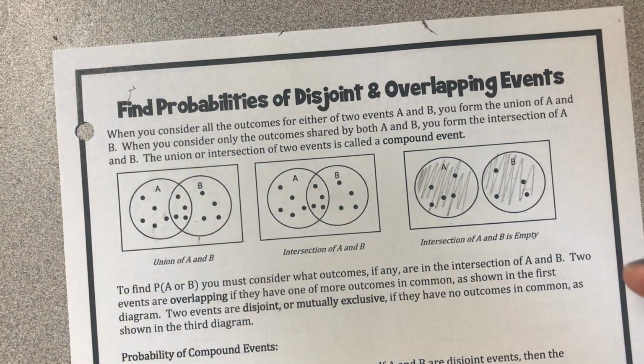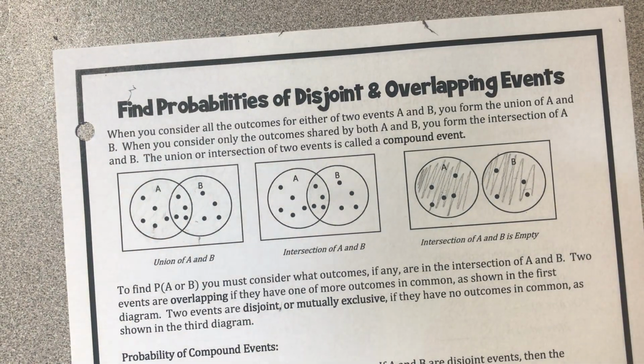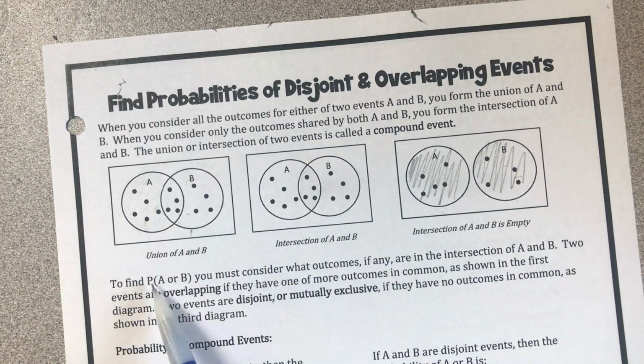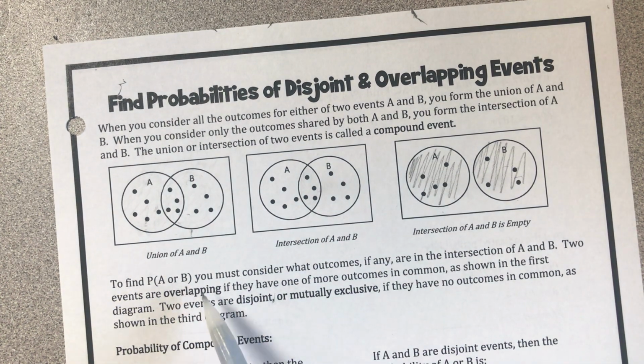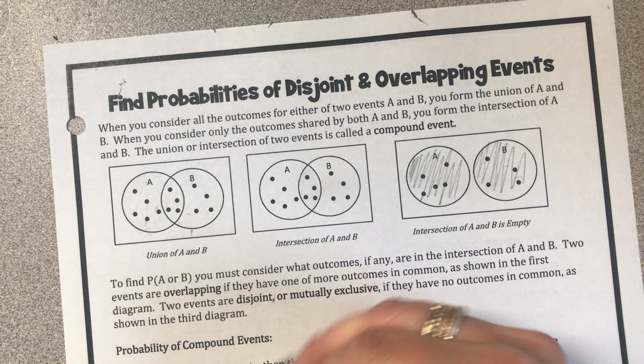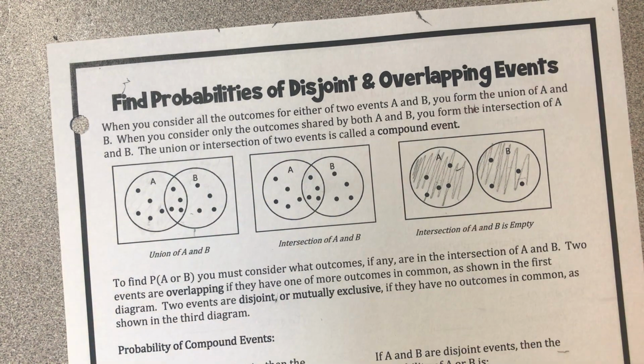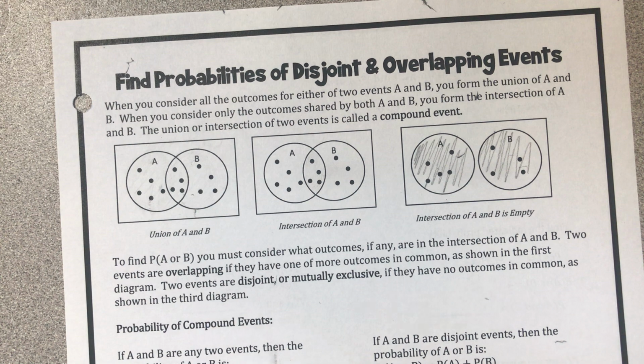Okay, today we're going to talk about probabilities of what are called disjoint and then overlapping events. So it says to find the probability of A or B, you must consider what outcomes, if any, are in the intersection of A and B. Two events are overlapping if they have one or more outcomes in common.